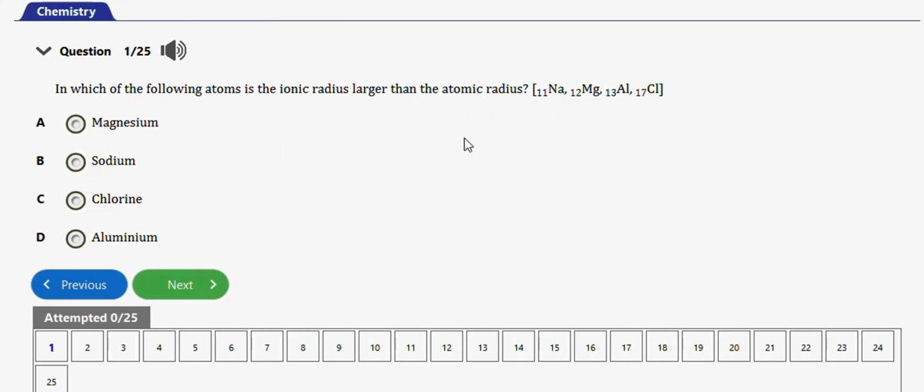So guys, the right option in this question will be option C, chlorine. Okay, so in periodicity, both ionic radius and atomic radius increase down the group and decrease across the period. Alright, so the answer to this question is chlorine, which has the highest atomic number, 17. Alright, the next question will be this one.